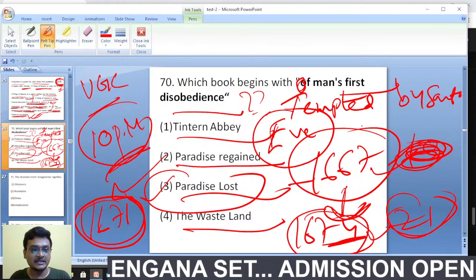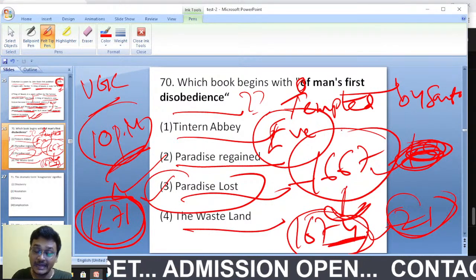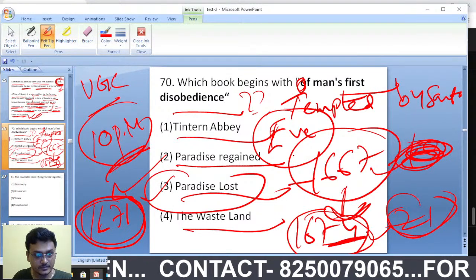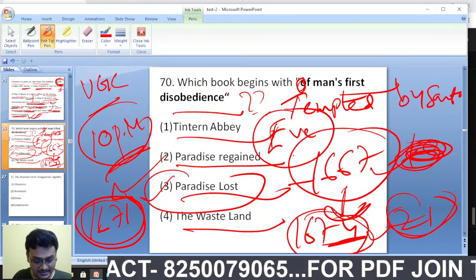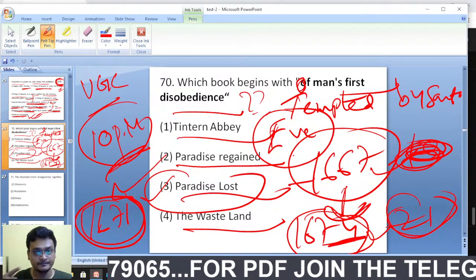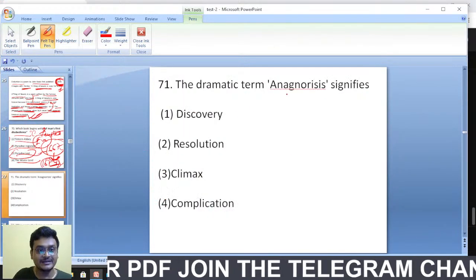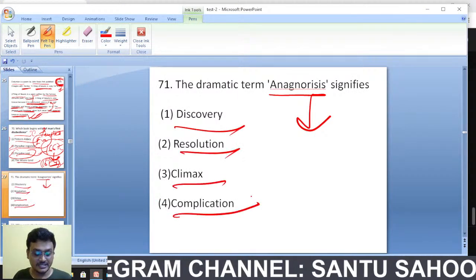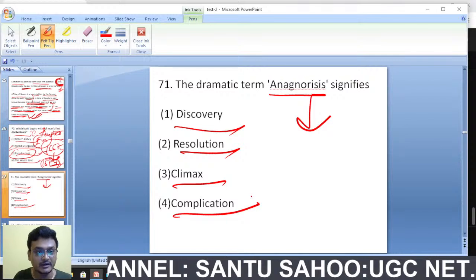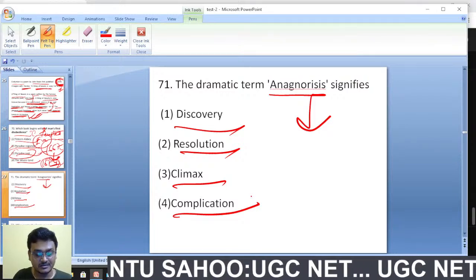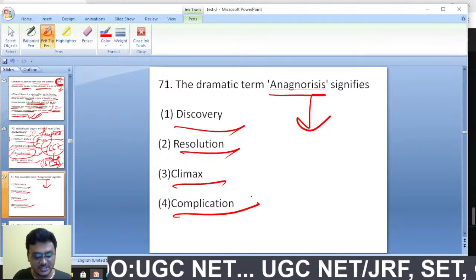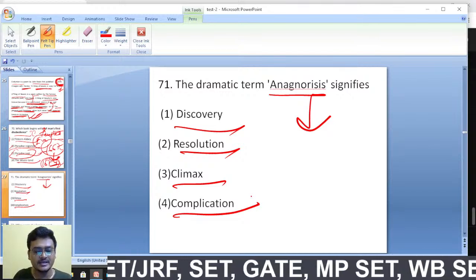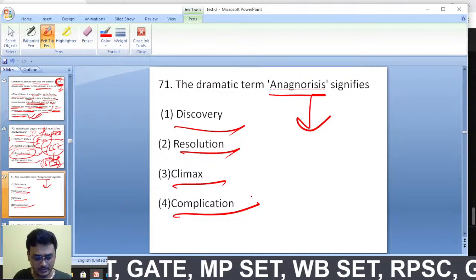Okay. Tempted by Satan, first Eve and then Adam ate from the tree of knowledge. Exactly, 1671. Thank you, Anindita. The dramatic terms for analysis here: discovery, resolution, climax, complication. Was it published with Samson Agonistes? I think it was published with Samson Agonistes in 1671.